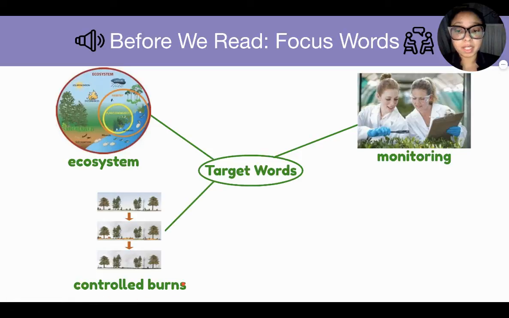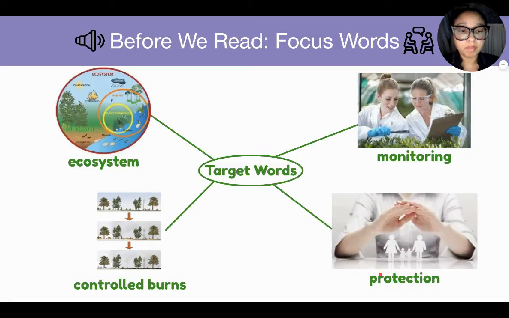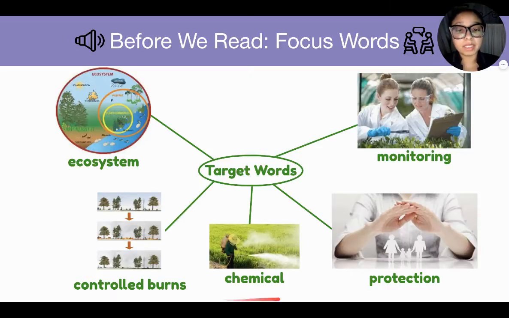Controlled burns. This is when forest rangers purposefully burn parts of the forest in a controlled manner to make sure that new plants can grow in that soil. We're going to learn about this today. Protection. This is when we take action to make sure that plants and animals are kept safe through different ways, and we're going to learn about this today as well. And chemicals. We're going to learn how there was a particular chemical that was used and almost destroyed an ecosystem.